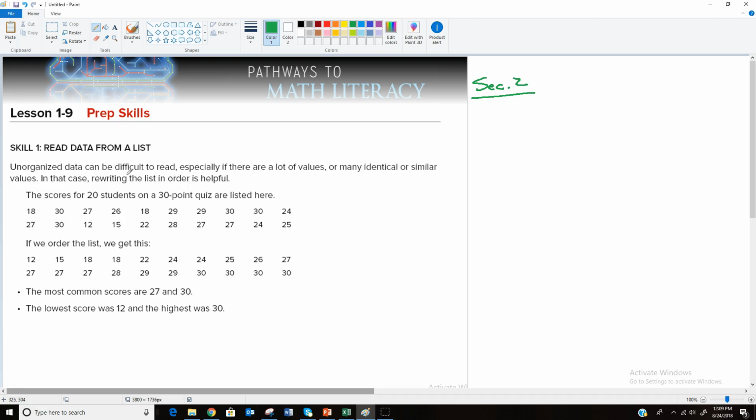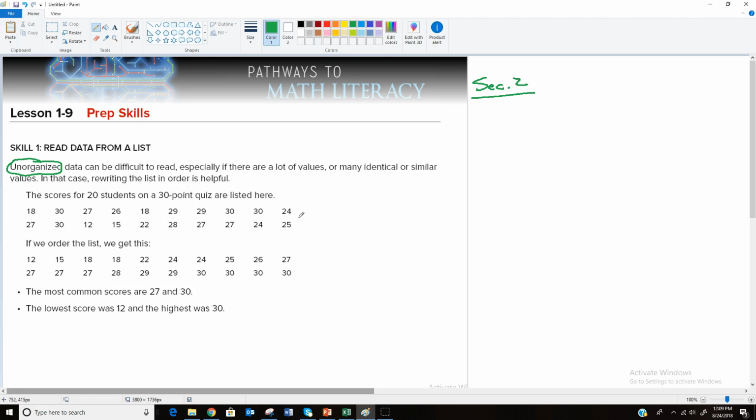And the first thing that they talk about is that if we're looking at data that is unorganized, that can be difficult to read. Especially if in this case there's a lot of values. What do we have? 3, 6, 7, 8, 9, 10. So we have 20 different values here. And some of the values might be identical or similar values. And so in this case, rewriting the list in some sort of order is helpful.